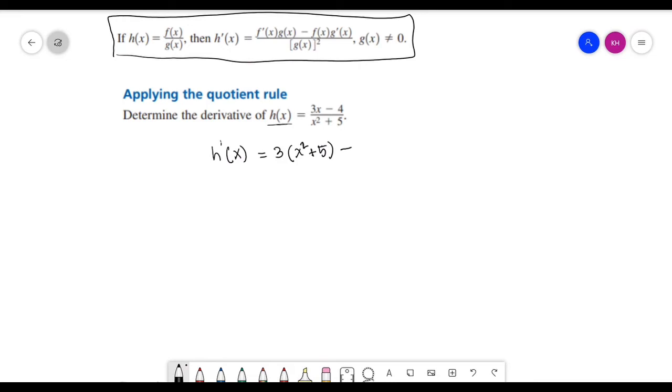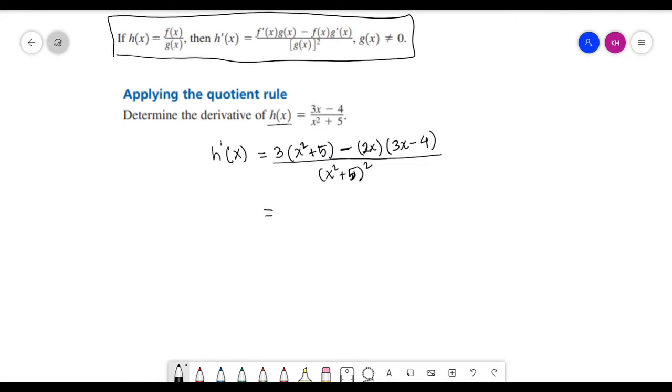My derivative of the bottom function, now the derivative of x squared plus 5 is going to be 2x, and times the top stays the same, 3x minus 4. Then we have to do x squared plus 5 whole square as our denominator. And then we can simplify this.